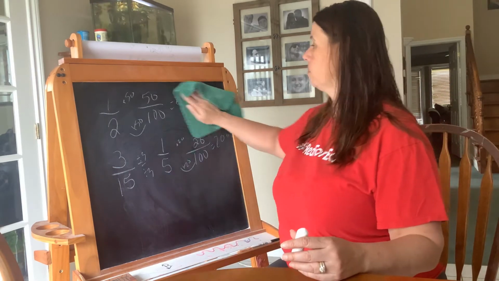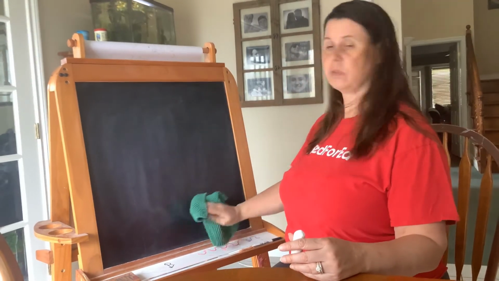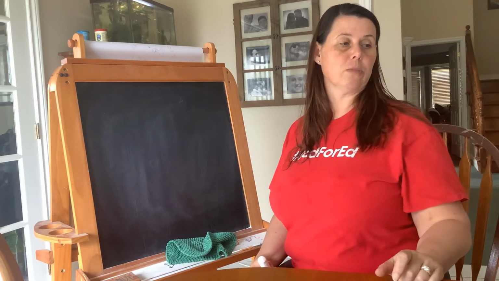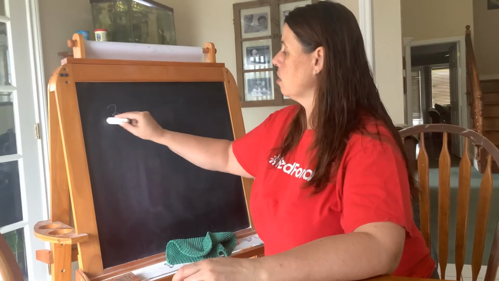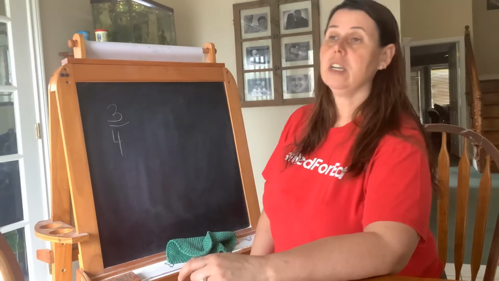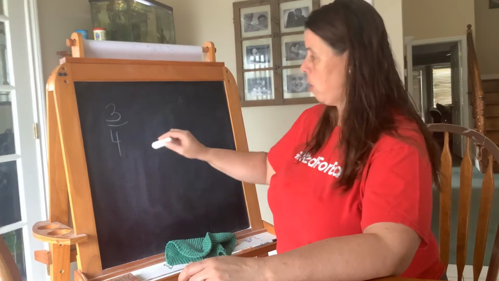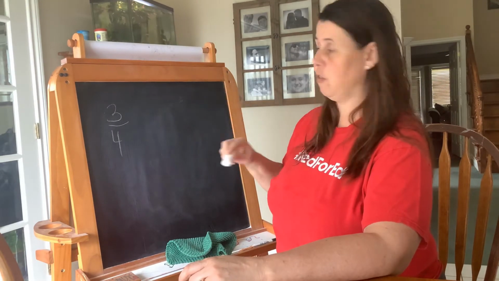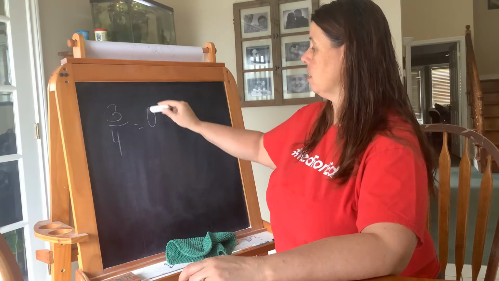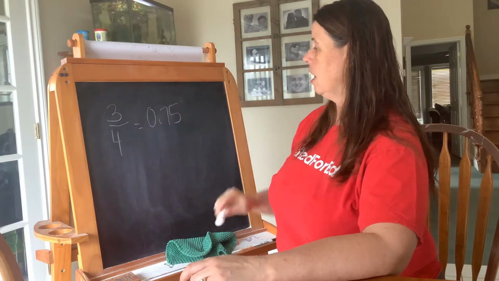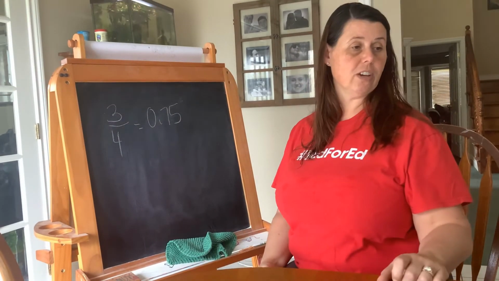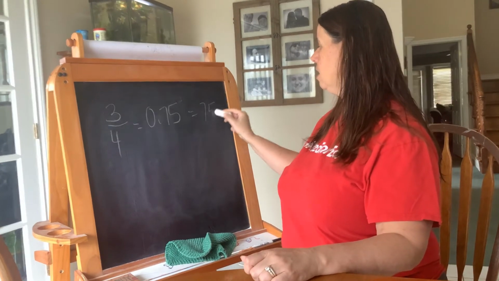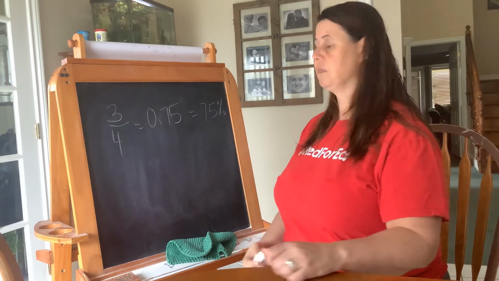Number 4. Divide to change the fraction to a decimal, then write the decimal as a percent. So they give us 3/4. Now, they don't want you to go to 25. They want you to do it with a calculator and go 3 divided by 4. So 3 divided by 4 is 0.75. I know this because 3/4 is 75 cents. And 0.75 is 75%. Okay?